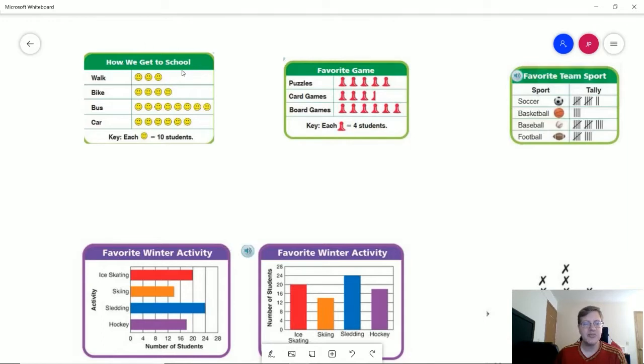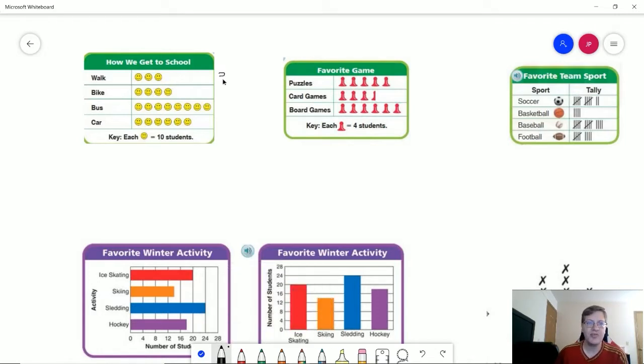So if I look at this one and I want to know how many students walk to school, each of these smiley faces is worth 10 students, so I can count by tens to get 10, 20, 30 students that walk to school. Whenever you're working with this type of graph, or in some cases also the bar graph, but the bar graph's a little bit easier to figure out because it already has numbers, the first thing I always recommend any student do is to go ahead and write out the numbers to the side.